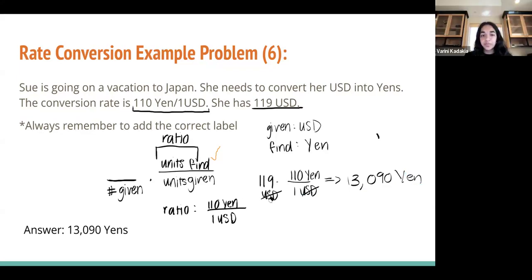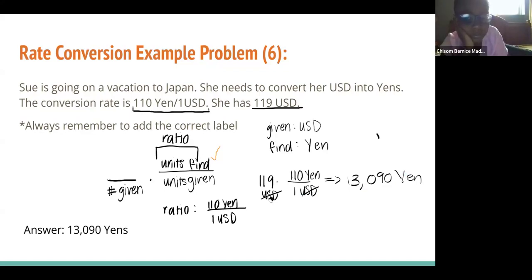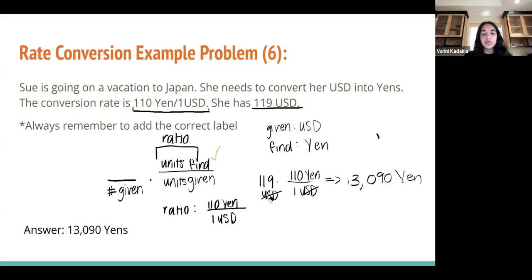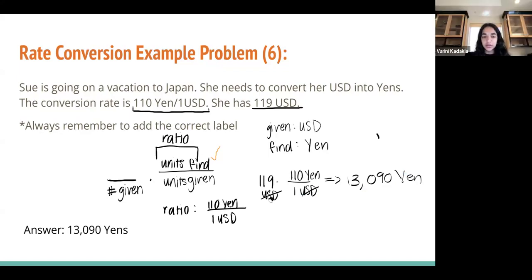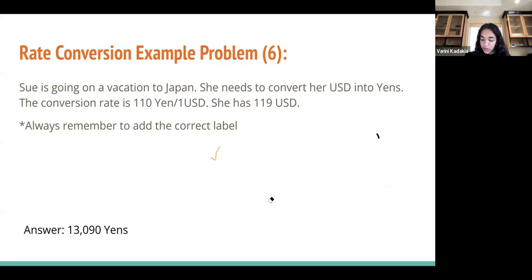Yes. For basically a rate conversion problem like this, you always want to find what you're given and then what you have to find, and then see if there's a ratio you can make to convert the two so that you can get your answer. We'll do another question to hopefully clear up any confusion anyone might have.